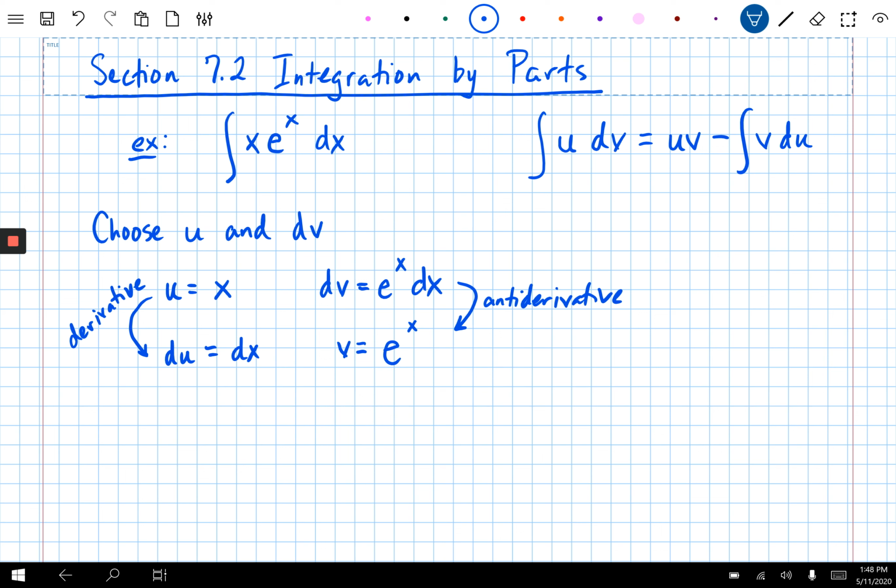All right, so now here we go. I just use my formula. u is x, v is e to the x, minus the integral of v, which is e to the x, du, which is dx. Now you can't have an integral in your answer, so we need to go one step further. So we're going to go x e to the x, antiderivative of e to the x is e to the x, then plus c. So that is going to be integration by parts.